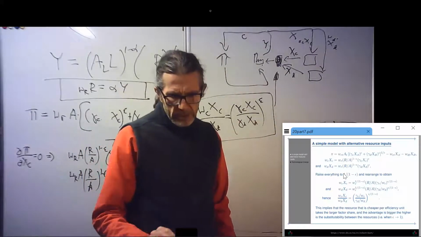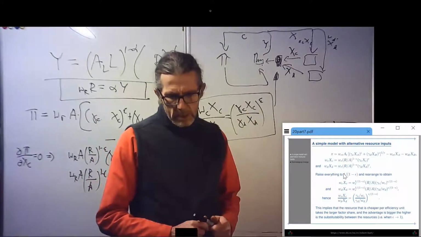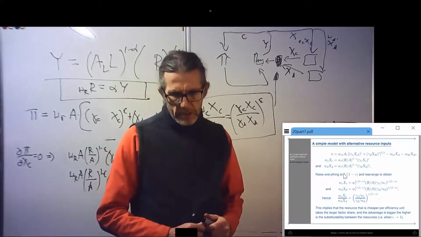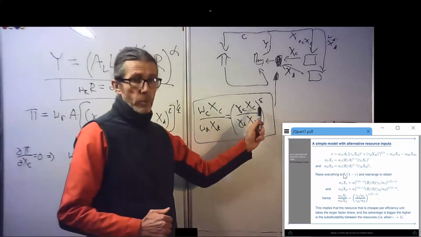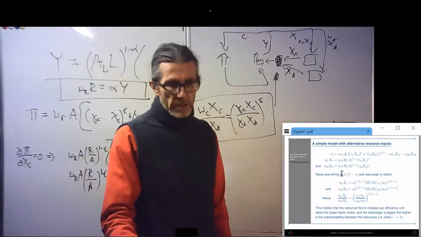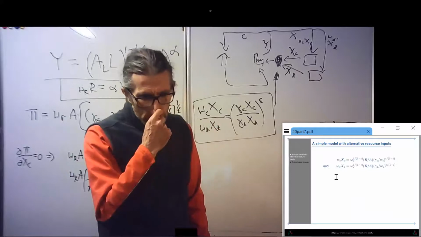The resource that is cheaper per unit takes the larger factor share. And the advantage is bigger the higher the substitutability between the resources. When epsilon, in the limit, goes to 1, doesn't it? Then we've got perfect substitutes. Can't get any bigger than that. Okay.